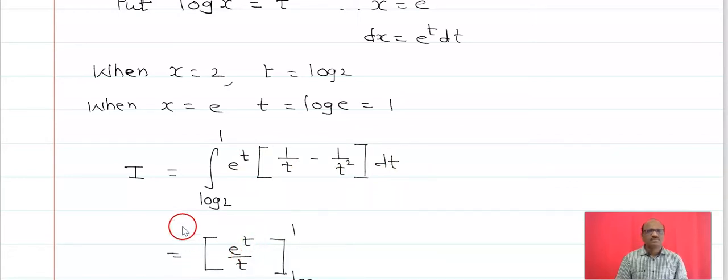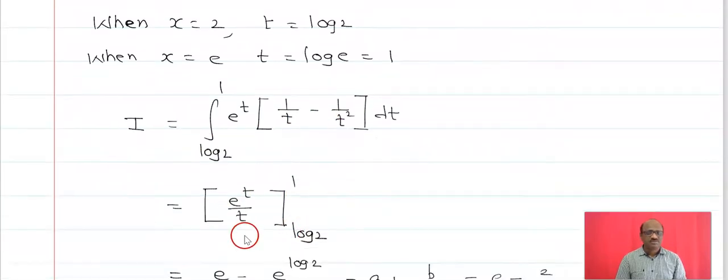And again, what is that? 1 upon t is f of t, and f dash of t means what? Minus 1 upon t square. Therefore, you will get in square bracket e raised to t upon t, lower limit is log of 2, upper limit is 1.